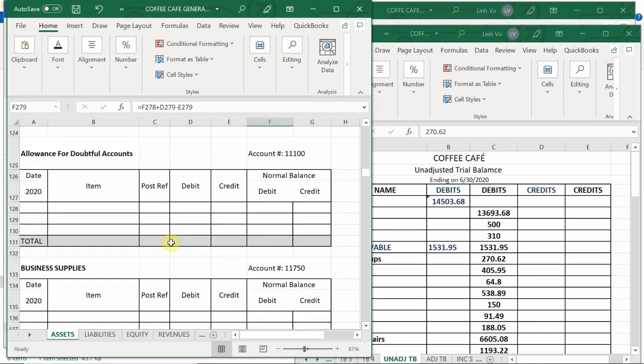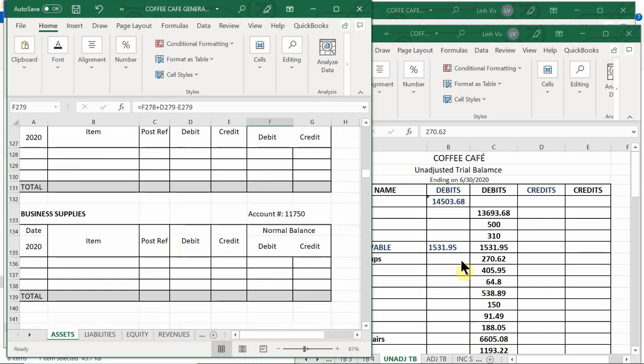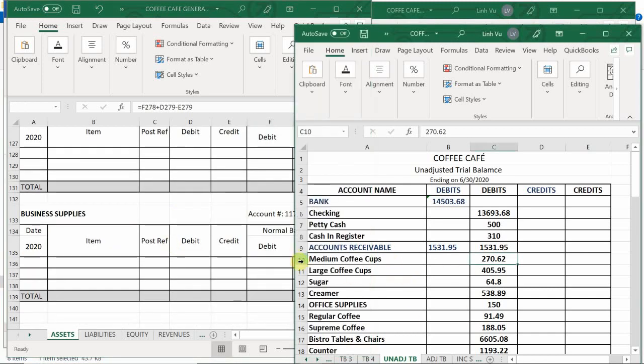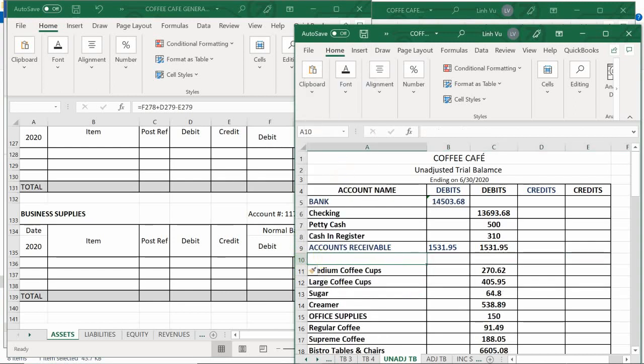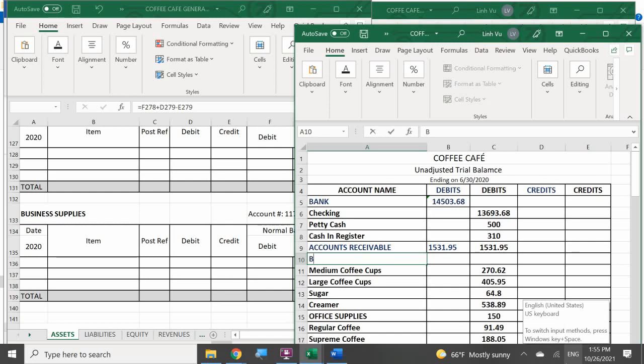Okay. So the next thing here is going to be business supplies. Business supplies, we know we need to add an account there, because this includes my medium cups, my large cups, my sugar, and the creamer. I'm just putting the equal sum there so that when I make my changes, it will change automatically for me.